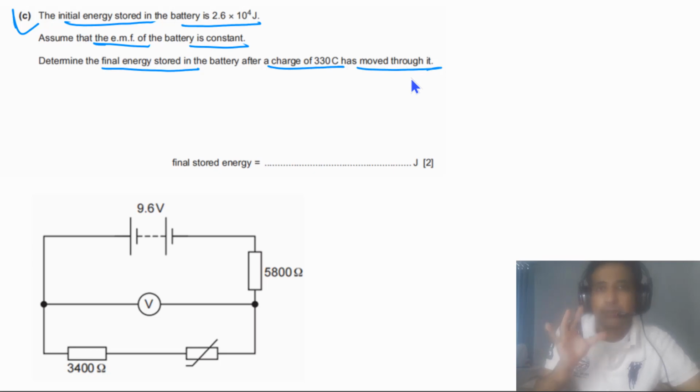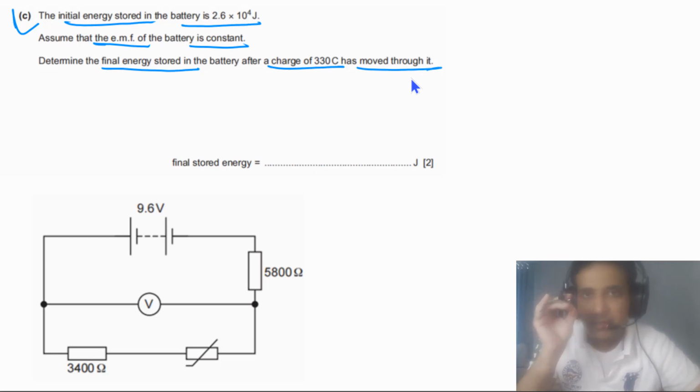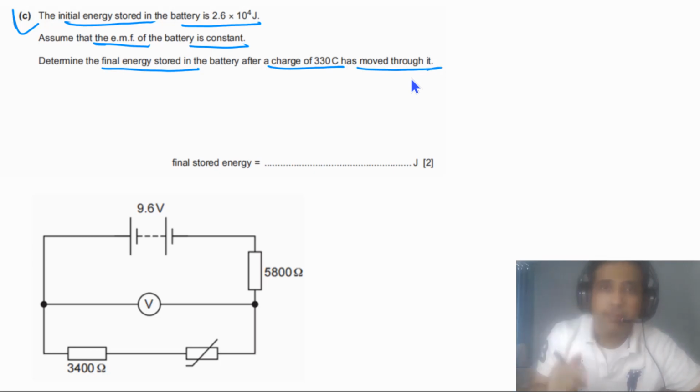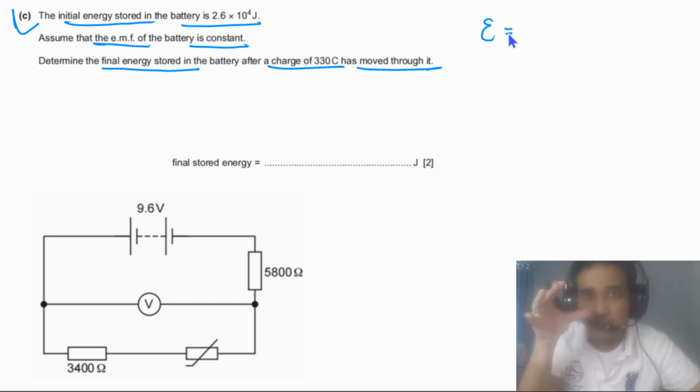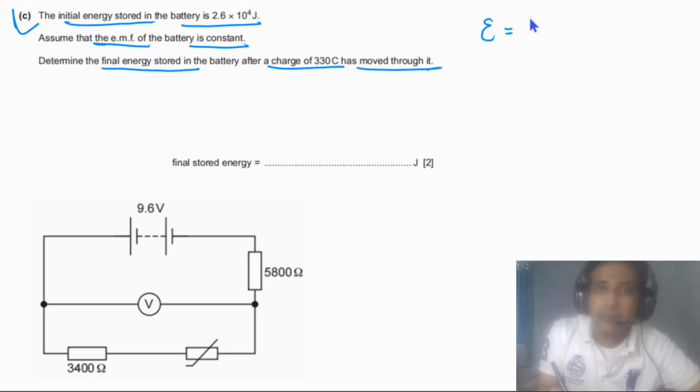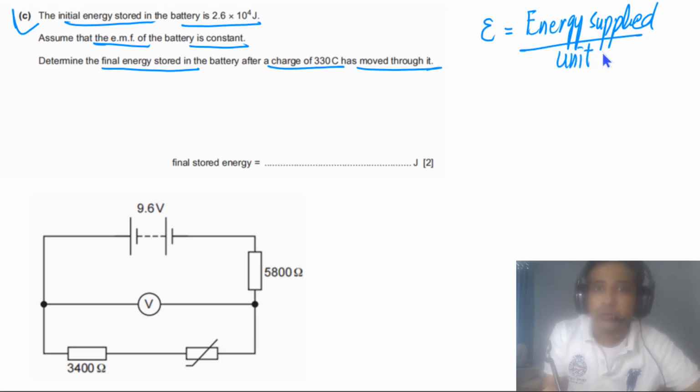In order to answer this question, simply we need to understand the meaning of EMF. So we can write down here, EMF. EMF is the amount of chemical energy converted into electrical energy per unit charge. It simply means the amount of electrical energy supplied to each coulomb of charge. Or we can say that EMF is equal to energy supplied per unit charge. So this is the main concept you need to answer this question, per unit charge.